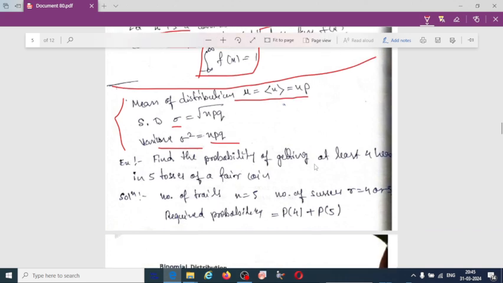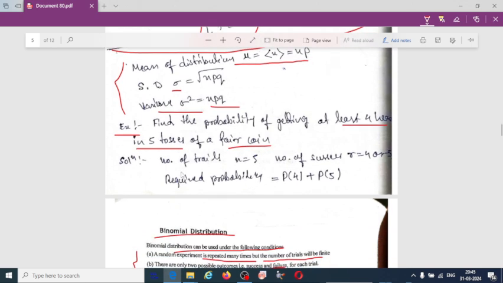Here is one example for binomial distribution. Find the probability of getting at least 4 heads in 5 tosses of a fair coin. First you should write the number of trials, here 5, and the number of successes r is equal to 4 or 5. The required probability is what? We can get P of 4 plus P of 5.